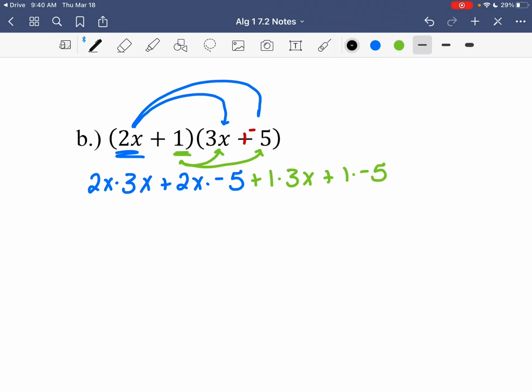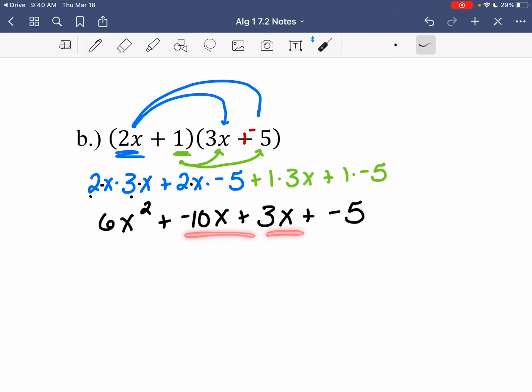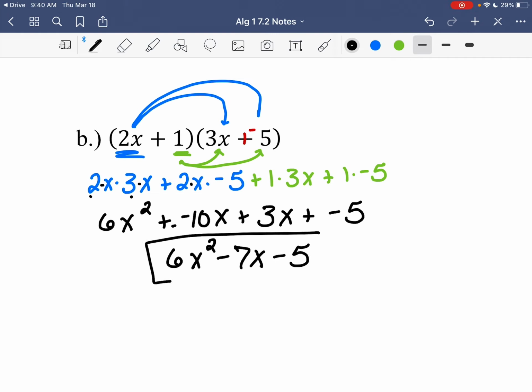All right, now let's multiply this out. 2x times 3x. We have 2 times 3, which is 6. x times x is x to the second. Plus 2x times negative 5 gives me negative 10x. Plus 1 times 3x is 3x. Plus 1 times negative 5 is negative 5. Now we have my like terms here in the middle. When I add those, negative 10 and 3 is negative 7x. I've got my 6x squared in front, subtract 5 in back, and there we are.